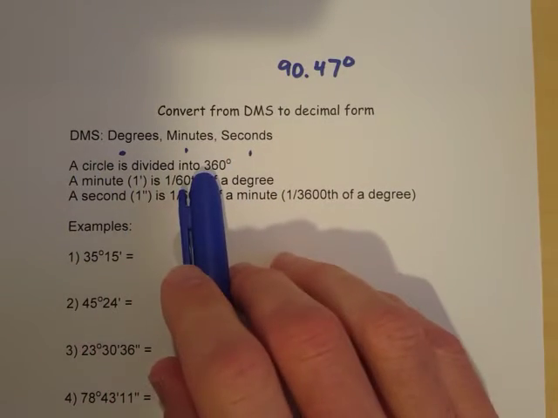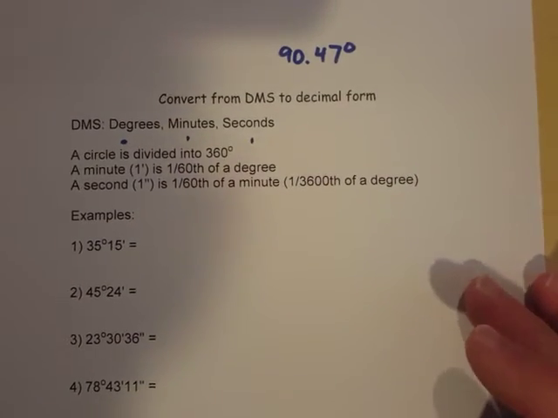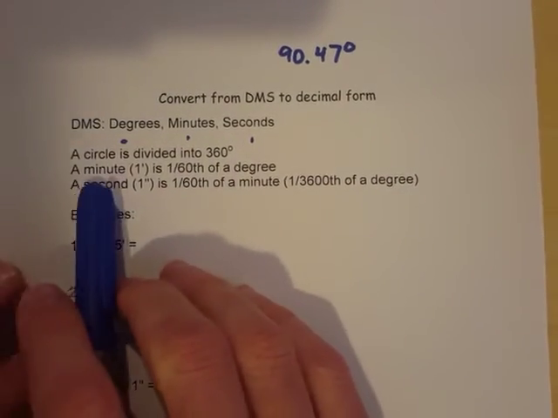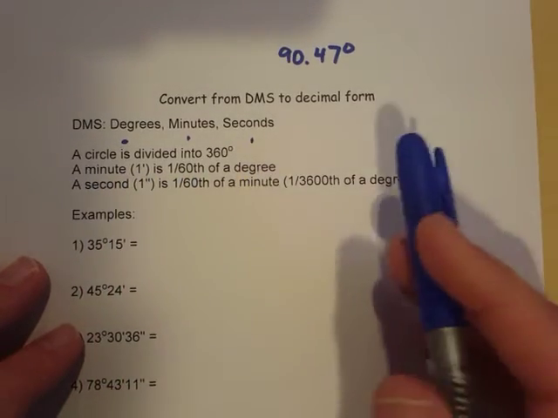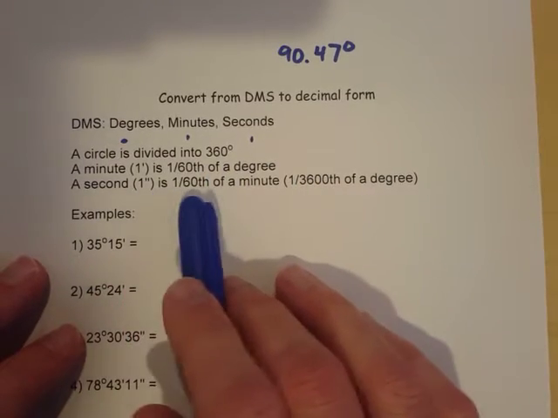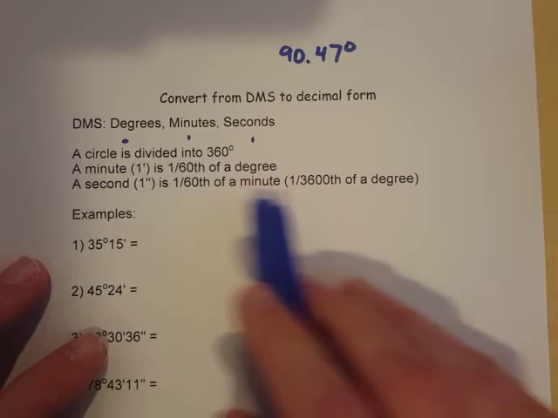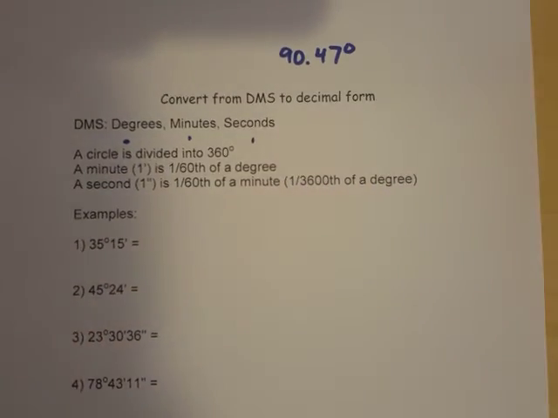First of all, you know that a circle is divided into 360 degrees. That's something that we've probably been pretty familiar with. The next, though, is that 1 minute is 1/60th of a degree, which is kind of nice because it's kind of like a clock. And then a second is 1/60th of a minute, or if you go to the beginning, 1/3600 of a degree. And so we can use this information to help us figure out what each of these are in terms of decimal form. So here's how it works.